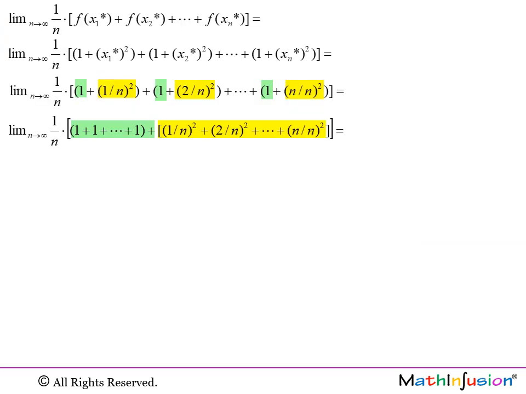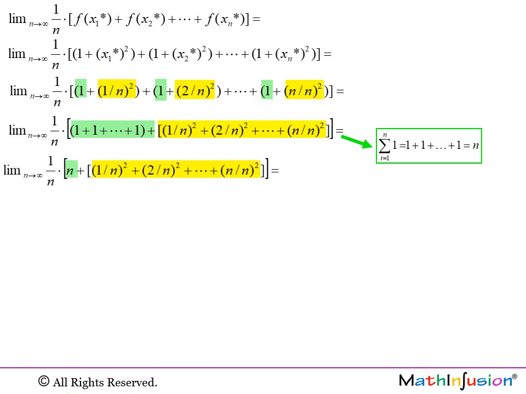Now we have to evaluate this sum. Let's start with 1 plus 1 plus 1. We know that each one of the subintervals is contributing 1 plus 1. And because we have n subintervals, we have 1 plus 1 plus 1, n times. And this sum is n. Now we have to work the second one.